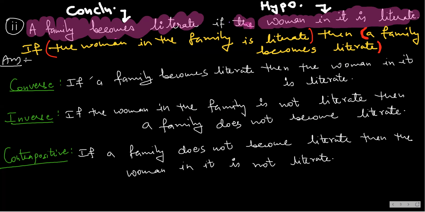And the final one is, see, it is P here and Q here. And what is the contrapositive? The contrapositive is, if not Q, then not P. So that's what I have written. See, if a family does not become literate, then the woman in the family is not literate. I hope now you have followed this. I have taught you this thing in complete detail. You can watch this once again.